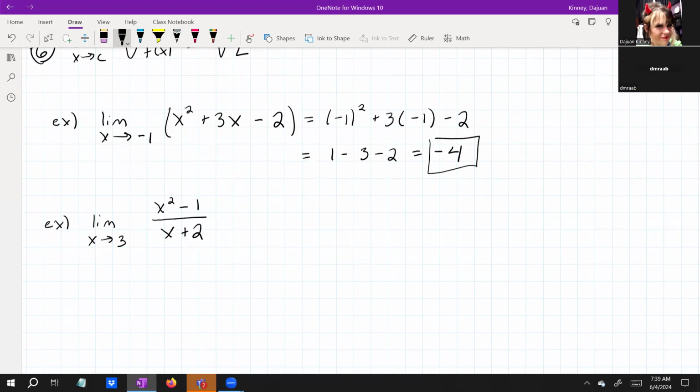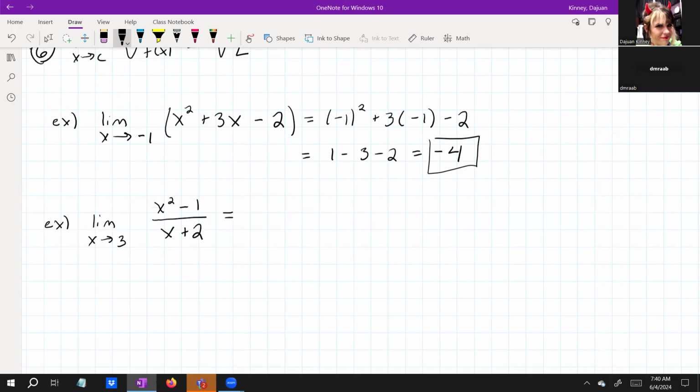We're using 2's and 3's today and 1's. So limit as x approaches 3 of x squared minus 1 on top and x plus 2 on the denominator. If I look at my denominator and plug in 3, I get 5. So we're safe to use the rules above. We don't get a 0.